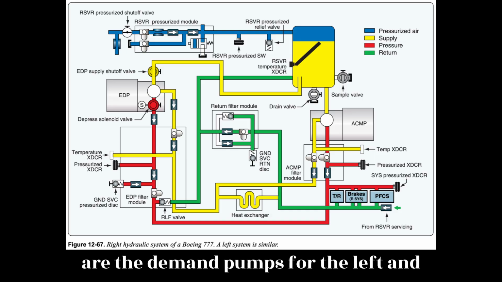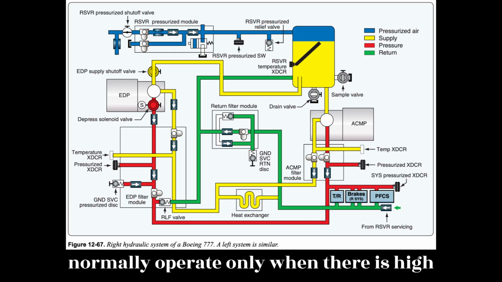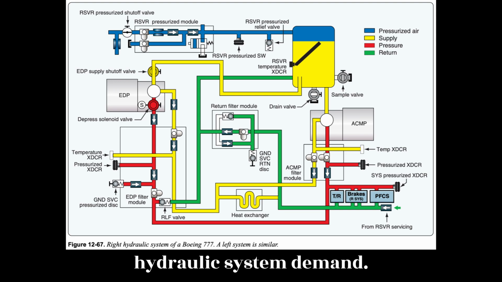The ACMPs are the demand pumps for the left and right hydraulic systems. The ACMPs normally operate only when there is high hydraulic system demand.